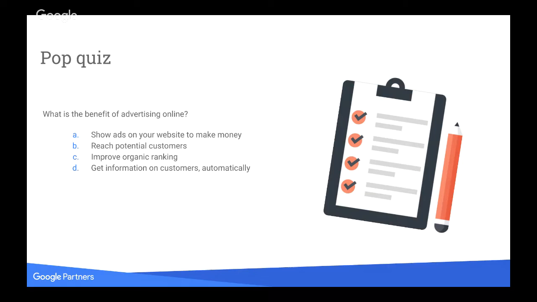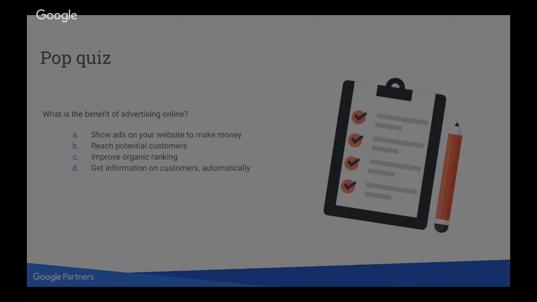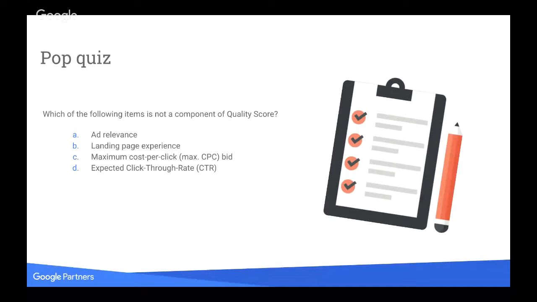Okay, so the right answer in this case is B, which is to reach potential customers. Moving on to the next question. Which of the following items is not a component of quality score? Ad relevance, landing page experience, your max CPC or maximum cost per click, or your expected click-through rate.